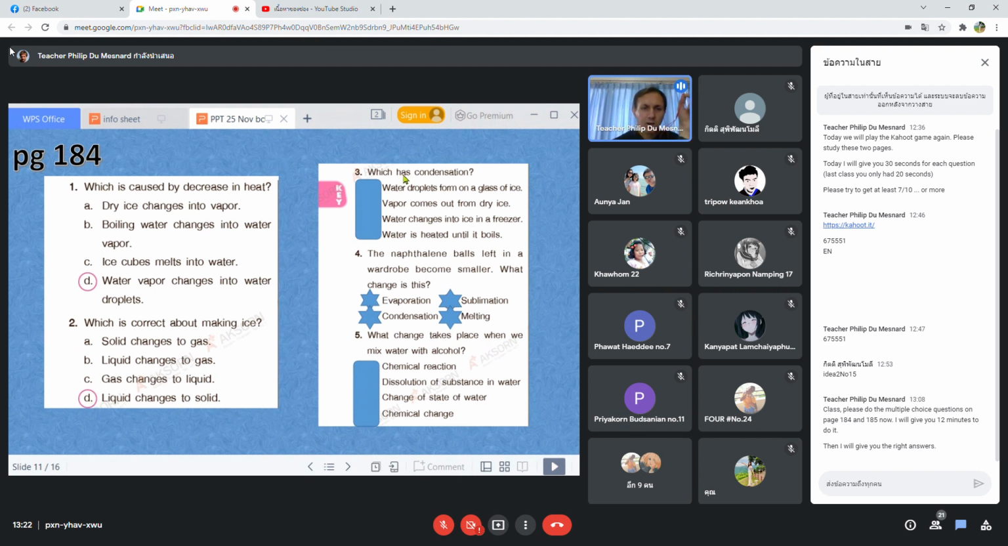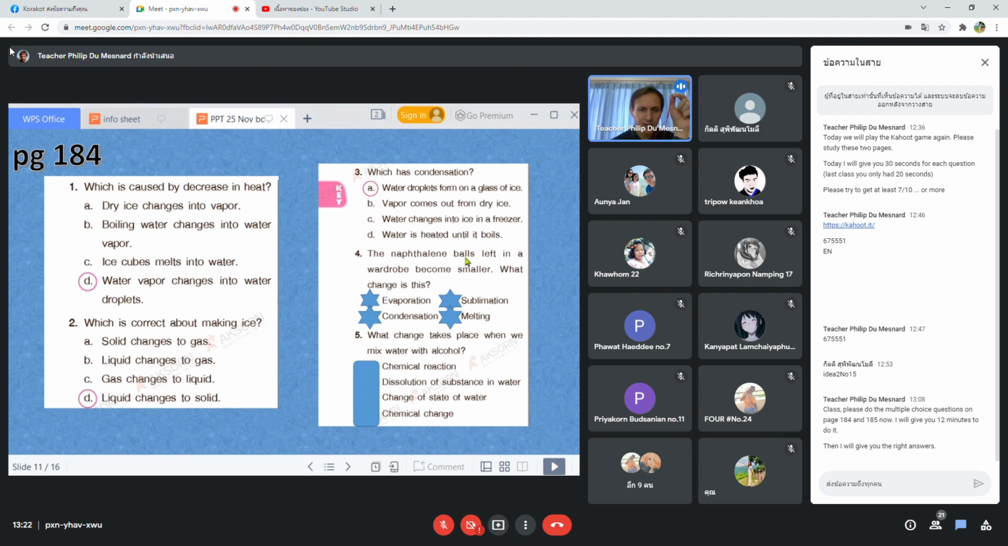Okay, which one has condensation? So condensation means when the gas changes to the liquid. A, B, C, or D? A. Yeah, that's it. When the water forms under the glass, that's because of condensation.